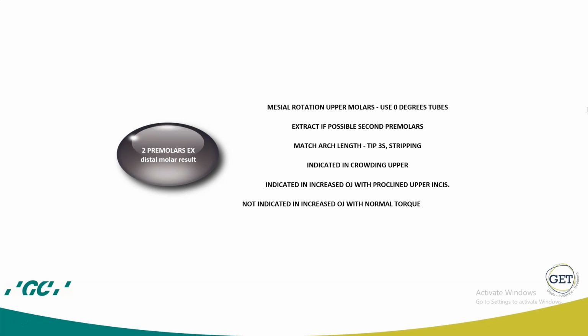It is not indicated in true class 2, in which you've got an increased overjet that is due to a true skeletal discrepancy. Because in this case, by extracting two upper premolars, you would just end up chasing the lower arch and retroclining the upper incisors, ending up in a situation that is not acceptable cosmetically and functionally.